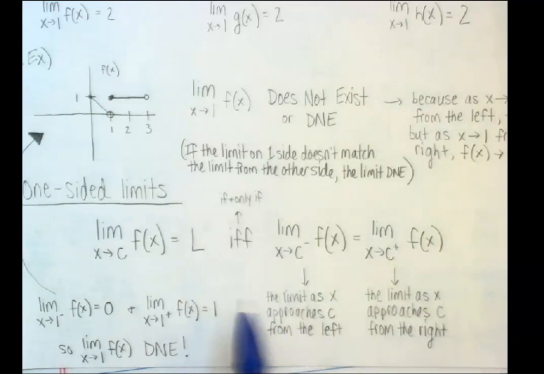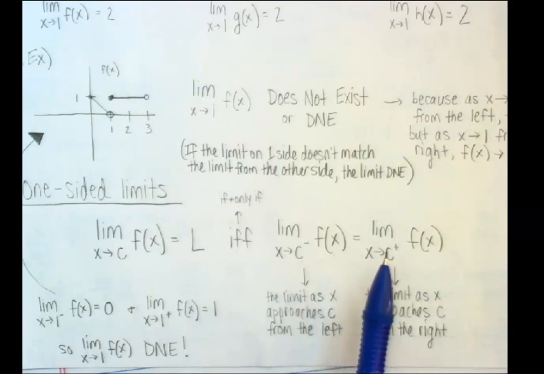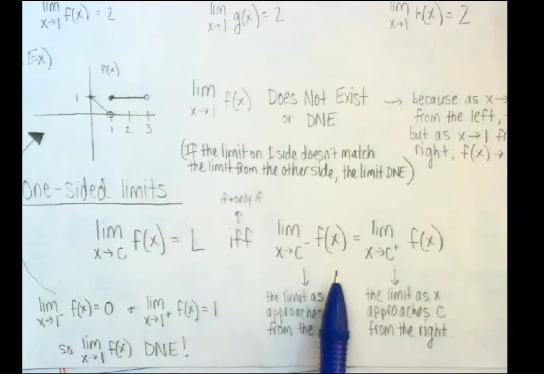All right, so if you ever see a little negative or a little positive, minus or plus, as a superscript, that means it's just looking for one side of the limit. And so a one-sided limit should exist, because you only care about one side. You would just look from that side at what y value we're approaching.